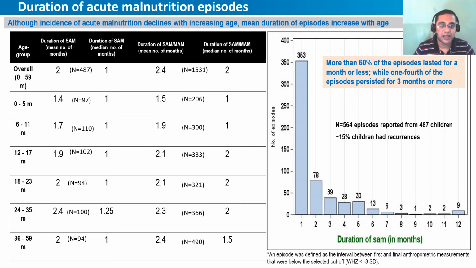Duration of acute malnutrition episodes: the median duration of SAM was found to be 1 month or less, while duration of any malnutrition was 2 months. And as you can see on the right hand side of this slide, the distribution of duration shows that more than 60% of the episodes lasted for a month or less.